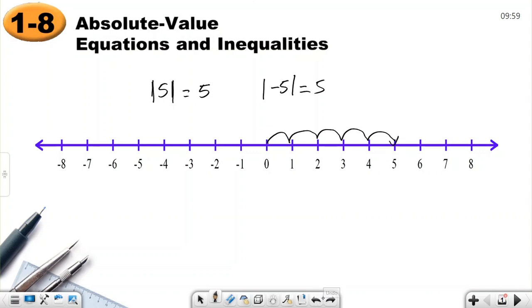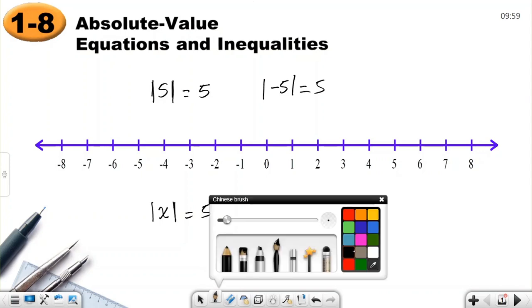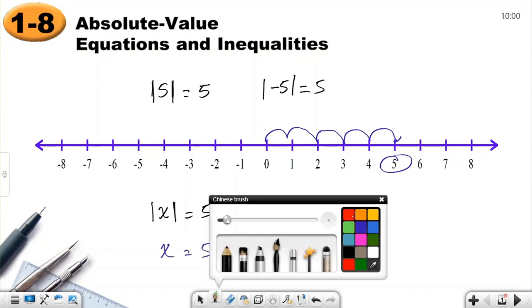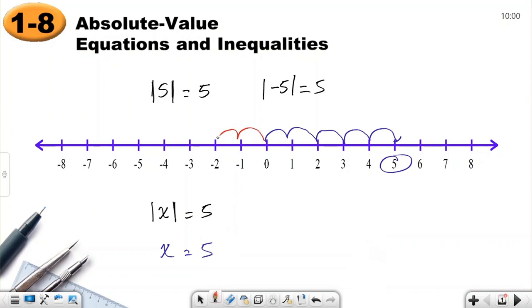Let's clean that part. Now I have a question for you. If I ask you for a number whose absolute value is equal to 5, what will you think? I have a number that is 5 units far away from 0. I can say 1, 2, 3, 4, 5, so x is equal to 5. Or let's go the other direction: 1, 2, 3, 4, 5, so you can say x is equal to -5.